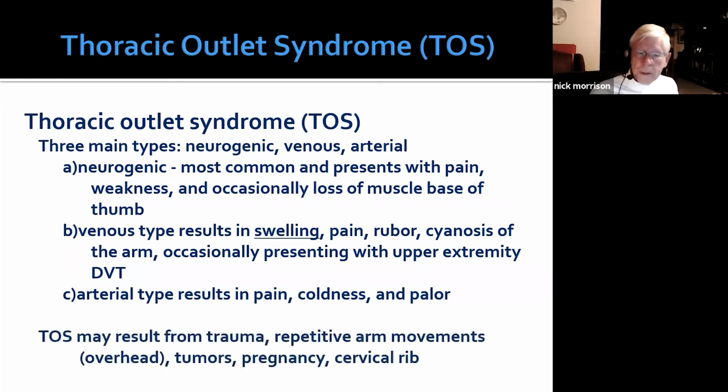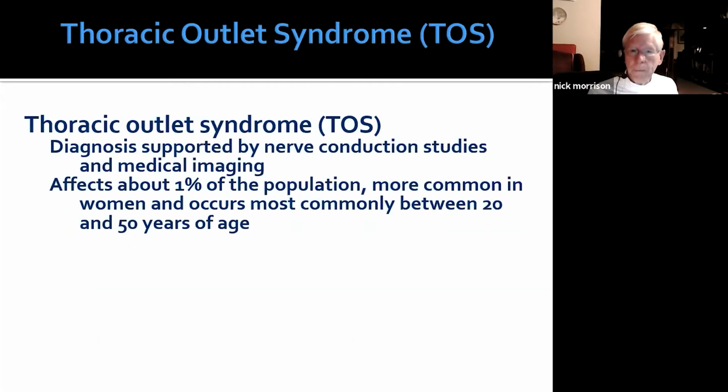The thoracic outlet syndrome may result from trauma, repetitive arm movements like overhead, like a carpenter or pitcher, tumors, pregnancies, and a cervical rib. The diagnosis is supported by nerve conduction studies. If it is neurogenic, it affects about 1% of the population, more commonly in women, and occurs mostly between 20 and 50 years of age.